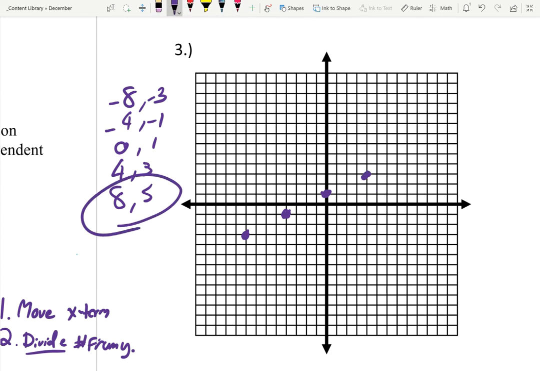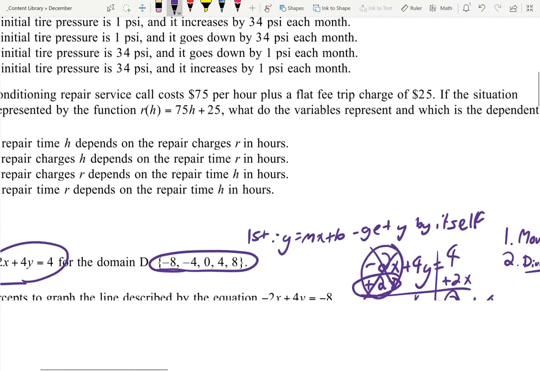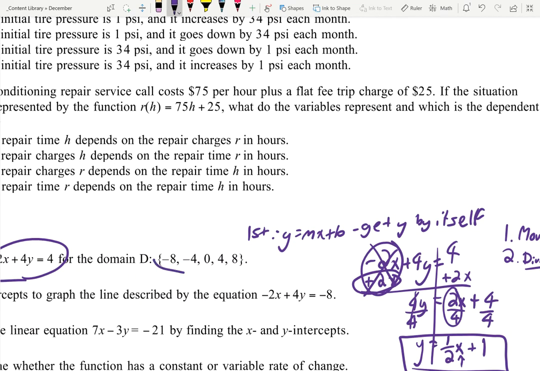And then the last one, 8, 5. So go over 8 and then up 5. And that's going to put us 5, 6, 7, 8 right there. And so those are our points. That is our final answer. Don't do a line here. There's no line. No need to draw a line, simply because we are only asked to graph these x values. It told us which ones to graph, so we graphed them.